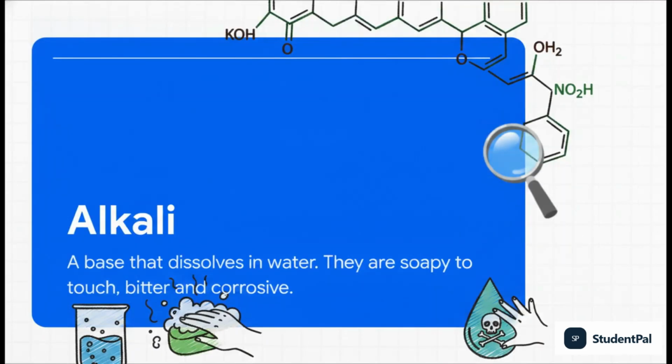Now, a quick terminology check, because this trips up a lot of students. You will often hear the word alkali. An alkali is simply a base that dissolves in water. Remember this golden rule. All alkalis are bases, but not all bases are alkalis, simply because some bases don't dissolve in water. Potassium hydroxide and sodium hydroxide are your classic alkalis. They feel soapy to the touch, they're bitter, and they are highly, highly corrosive. Never, ever touch or taste them, as they can cause severe harm to your skin.